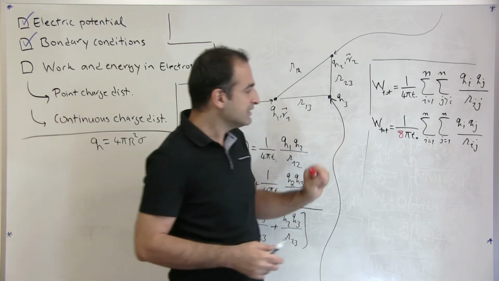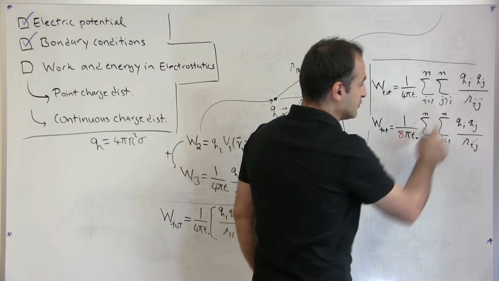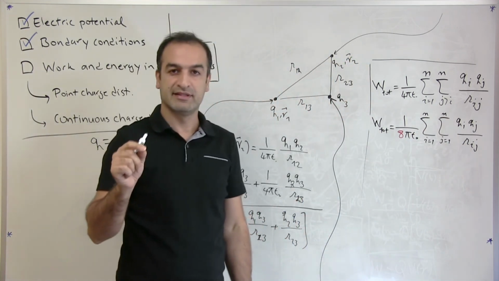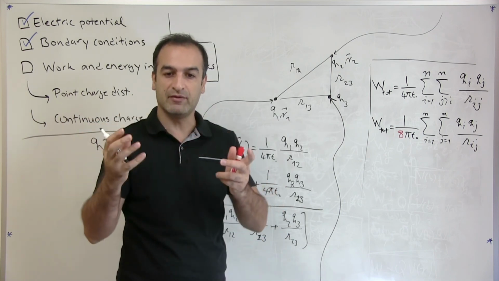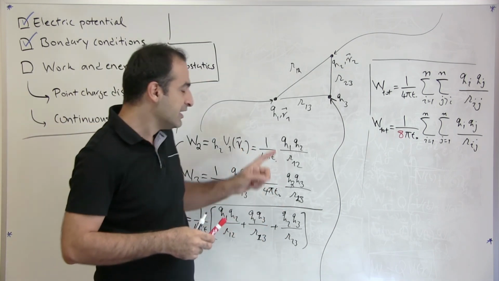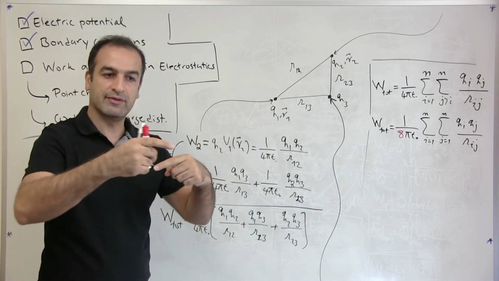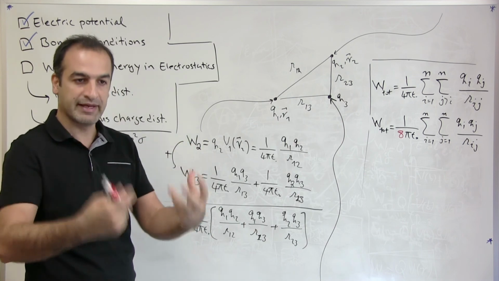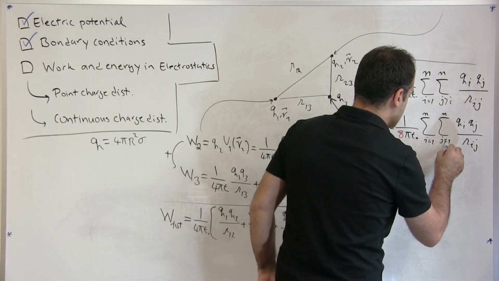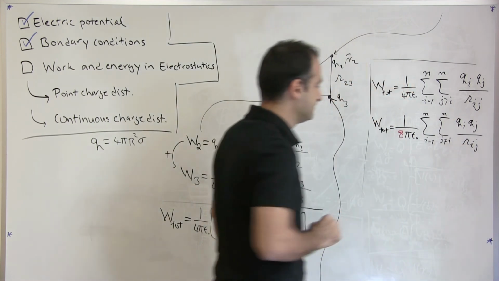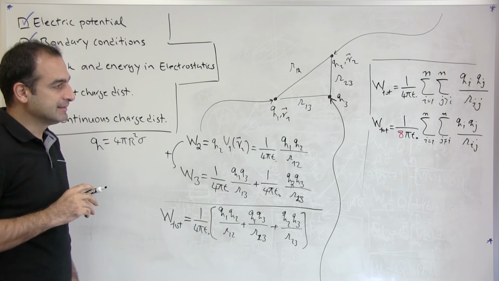Okay, there's one thing that we need to be careful about: j can be any value from 1 to n, except j cannot be equal to i, because we are looking at the pairwise interaction. We are not looking at Q2, Q2 or Q1, Q1. We are looking at Q1, Q3, Q2, Q3, and all these pairwise interactions. So here I'm going to note that j should not be equal to i. Sounds good?